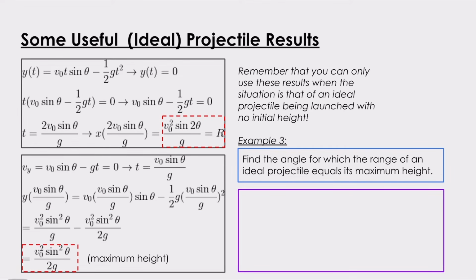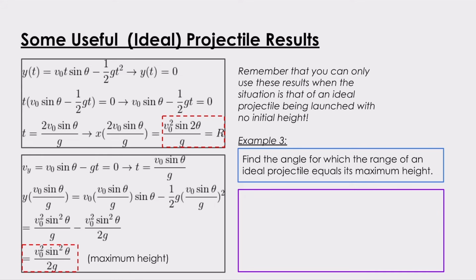So here are some useful ideal projectile results. First of all, just remember that you can only use these results when the projectile is not being launched from an initial height. If it is being launched from an initial height, then you just have to go through and solve the quadratic equations manually. But if it's an ideal projectile result, we can use these formulas to get information such as the range of the projectile, or the maximum horizontal distance that it travels, and the maximum height really quickly.